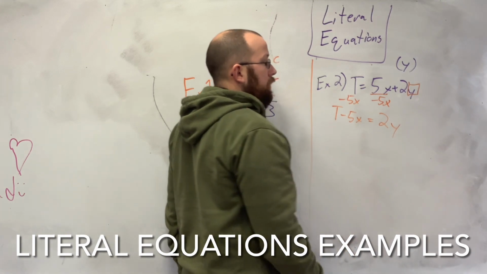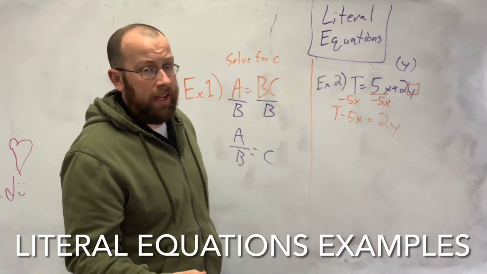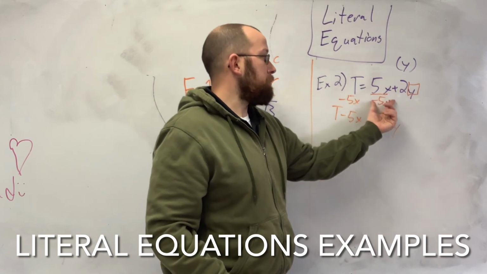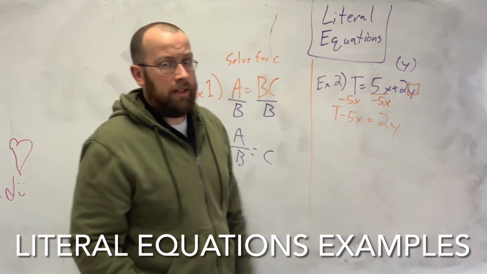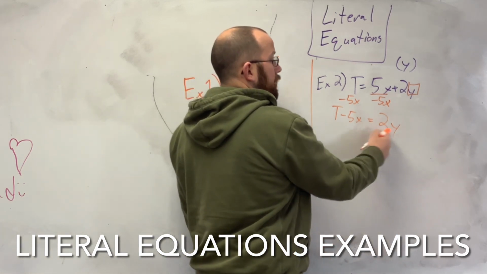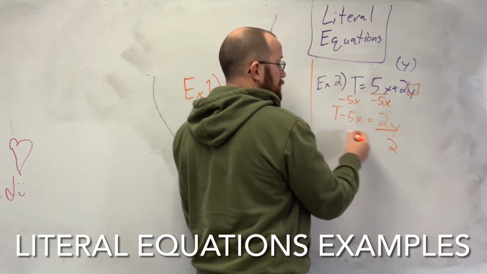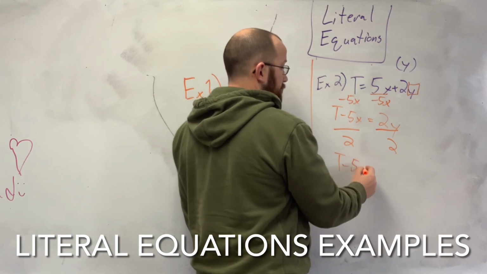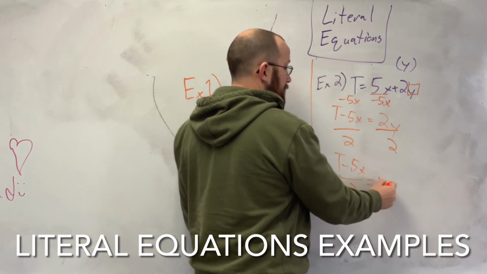All right, so I just subtracted it over. I don't need to divide it, because what's being done between these two is addition. So I'm going to subtract it away. Don't start dividing 5 and stuff from it. And now, all I have is 2y, so get rid of the 2. So I get t minus 5x over 2 is y.